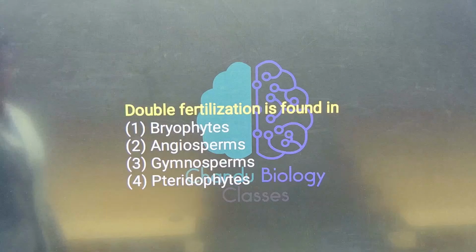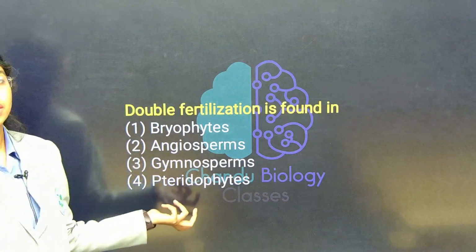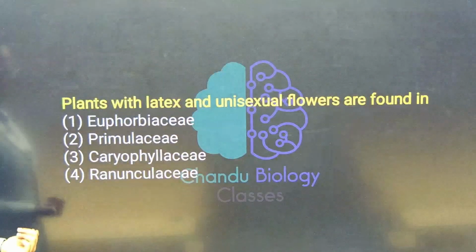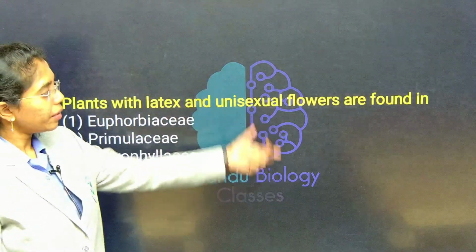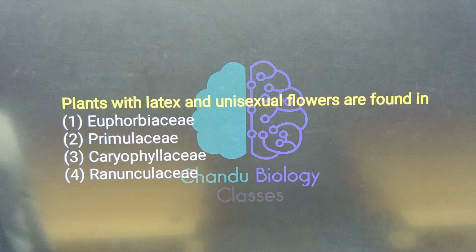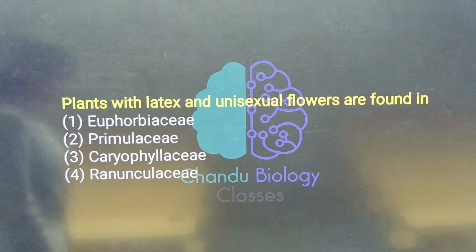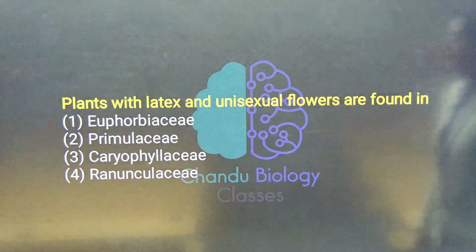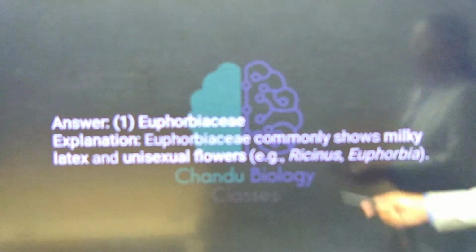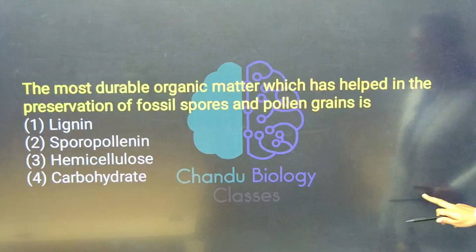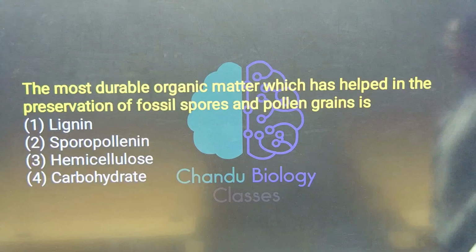Next is about double fertilization is found in. The answer is very clear, double fertilization occurs only in angiosperms. Next, plants with latex and unisexual flowers are found in. Both with latex and unisexual flowers. Think and answer. Option 1, where Euphorbiaceae is the answer, which commonly shows milky latex and unisexual flowers. Example, Ricinus and Euphorbiaceae.